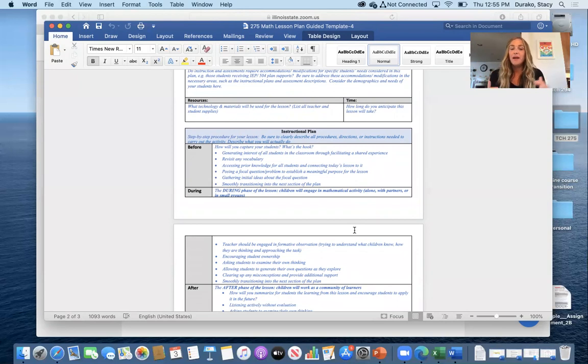So this is the step-by-step procedure for your lesson, and be sure to clearly, not quickly, clearly describe all procedures, directions, and instructions. So what's the hook? How are you going to get the students' attention? And that's not just, today, guys, we're going to practice adding two numbers. No, give a real life example.